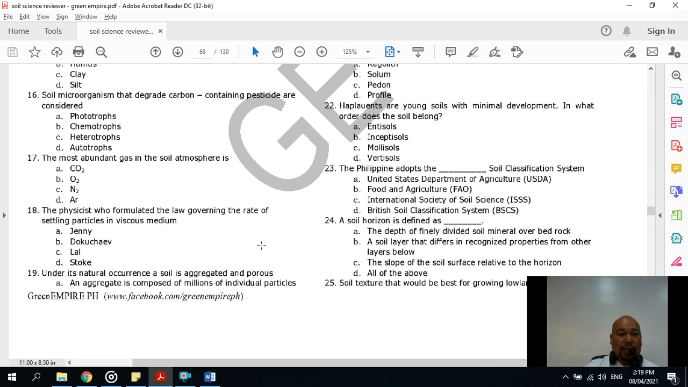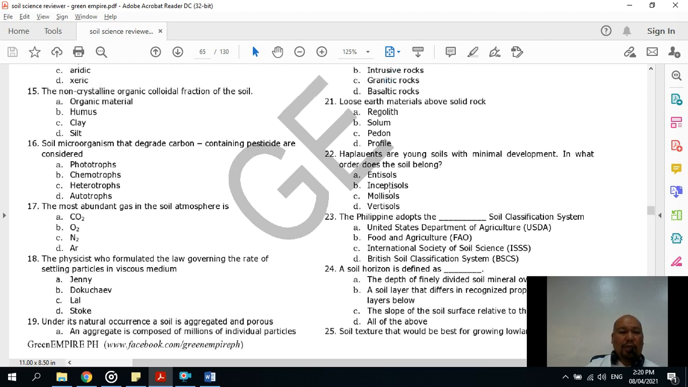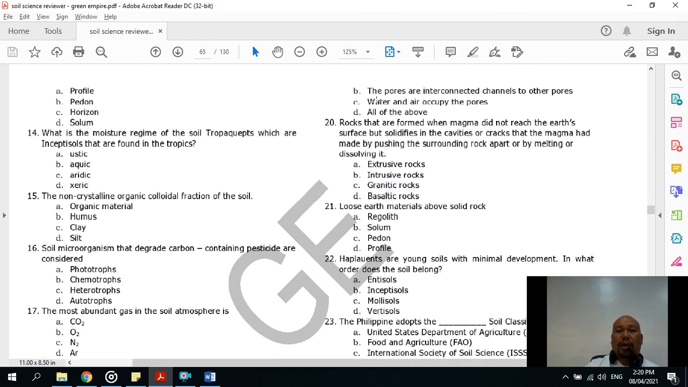So, tiwason sa natanig basa ha. Under its natural occurrence, a soil is aggregated and porous. A, an aggregate is composed of millions of individual particles. Then, B, the pores are interconnected. Nanapod ang all of the above. C, the pores are interconnected channels to other pores. D, water and air occupy the pores. All of the above. I don't have to answer that one. I think you already know what is the answer. No? Kanang mahutta na kag question ba? Kutob na lang sa bisag unsang imuhang i-come up with.